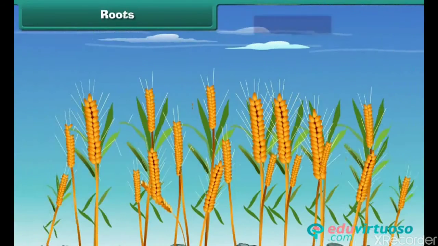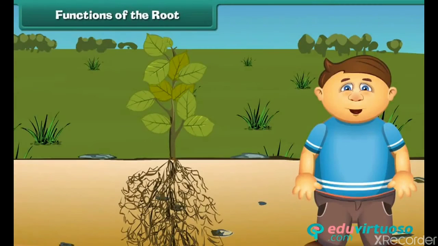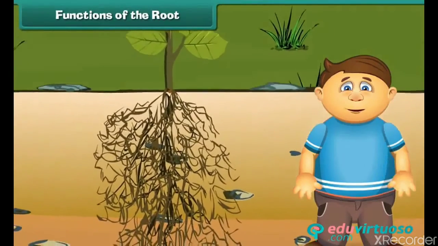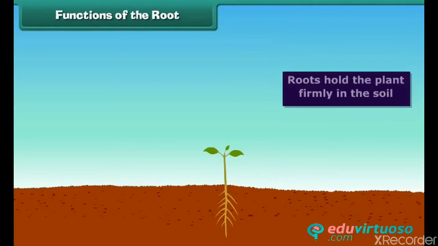But in a fibrous root, a number of almost equal sized roots are attached to the end of the stem. That is, there is no main root like tap root. This kind of roots is present in grass and wheat. Till now we have learnt the structure and types of roots. But now the question is, what are the functions of the roots? Friends, actually roots hold the plant firmly in the soil.